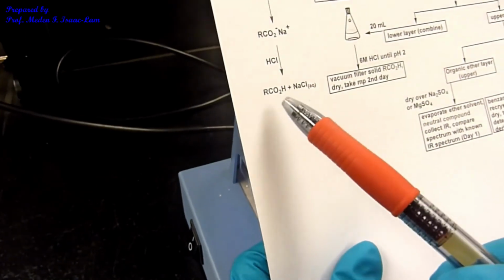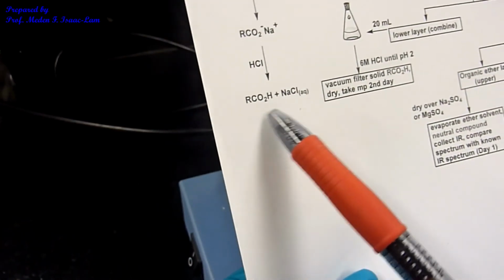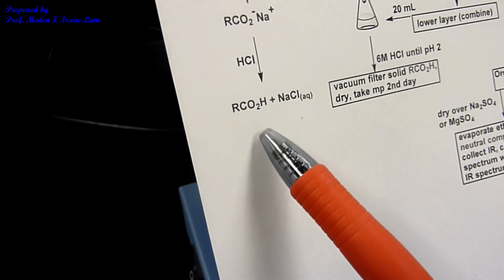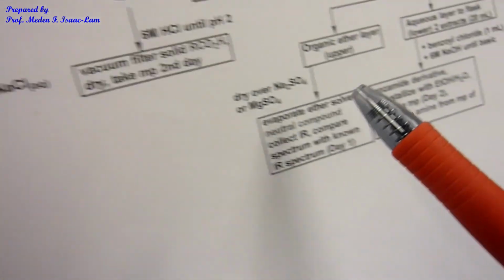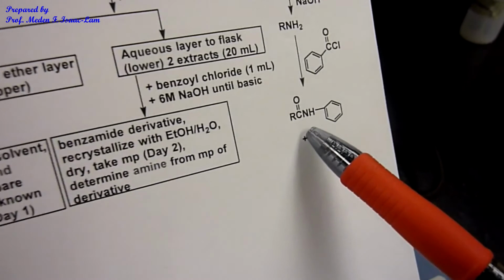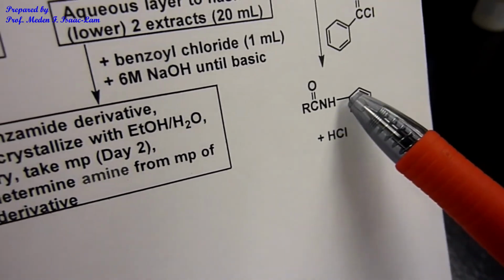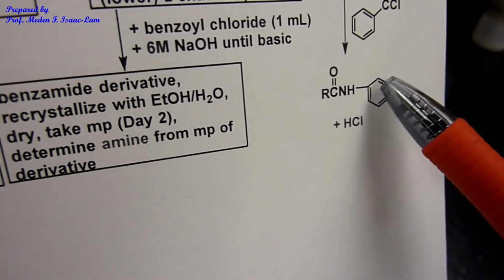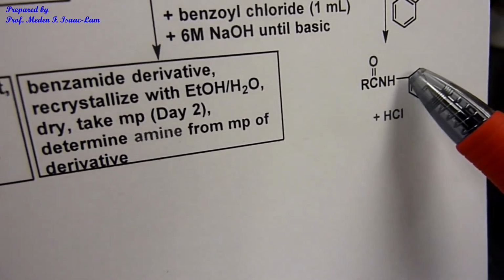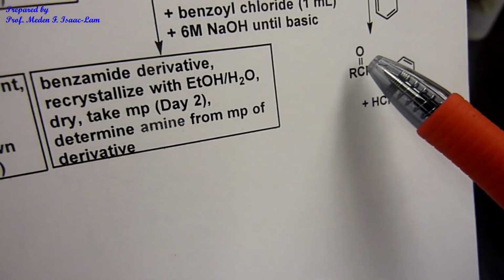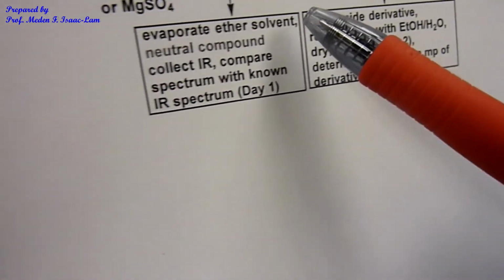So you will have 2 melting point data, which corresponds to the carboxylic acid part of the 3-component mixture. And then the other melting point data is going to correspond to this benzamide derivative. So those are the melting point determinations that I did just now. And then the other data is going to be the IR.